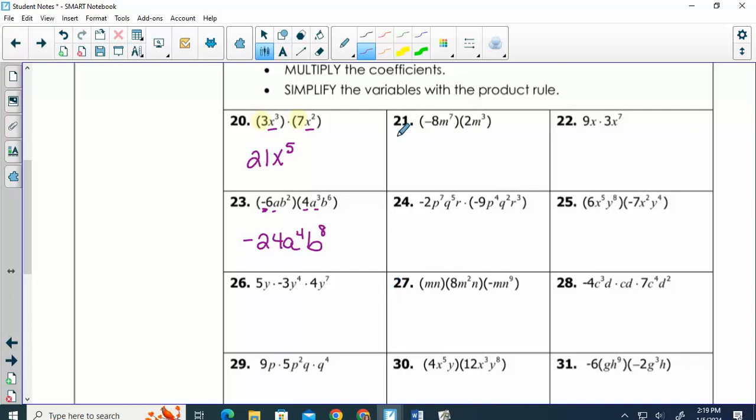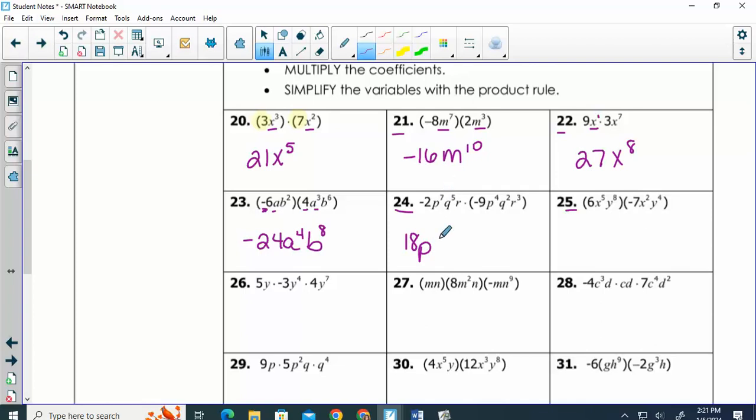Okay, I want you guys to take a couple minutes and try 21, 22, 24, 25. Right, so 21, we multiply the coefficients, so -8 times 2 is -16. For the m's, we add the exponents, so m to the 7th times m to the 3rd would be m to the 10th. 22, 9 times 3 is 27. This is x to the first times x to the 7th, so 1 plus 7 is 8. 24, -2 times -9 is +18.